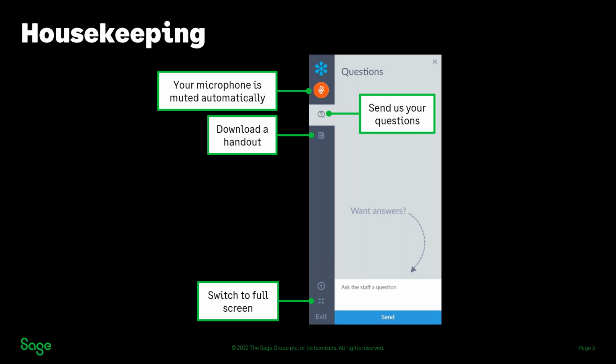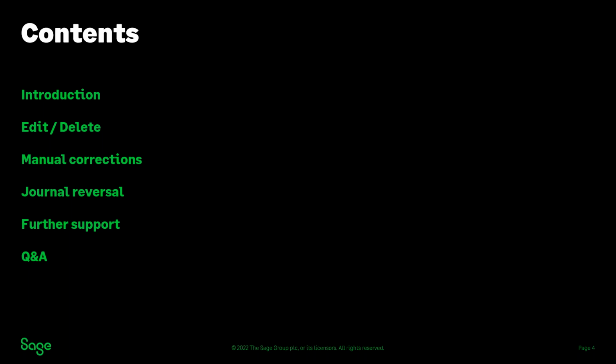Right, let's get started. So this is what we're going to be covering in this session this afternoon. A little bit of background to correcting journals, first of all. And then we'll run through three main options, the edit and delete options and when they're available, how you go about using them as well. We'll look at manual corrections, which you have available at all times. You can always post an additional journal to correct an existing journal if you need to go down that route. And there's also the journal reversal option, which can just make that process that little bit easier.